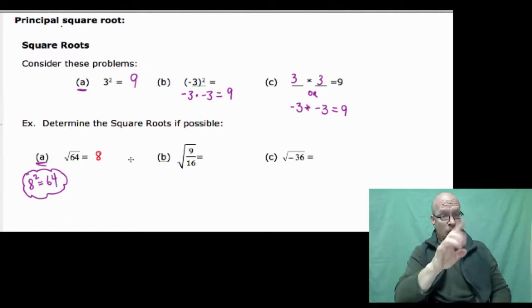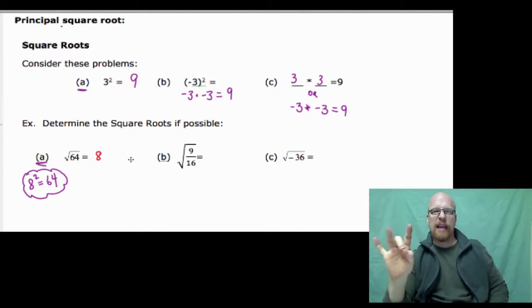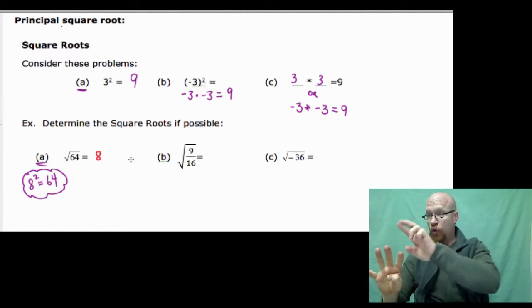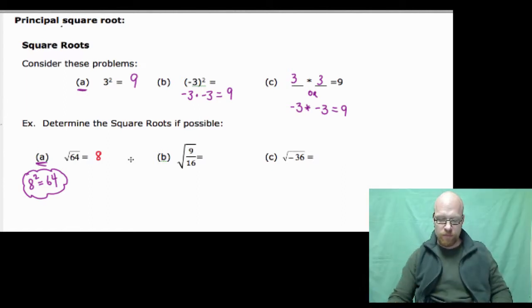It's like you're undoing the square. 8 squared is 64. Square root of 64 is 8. It's how it works, okay? You're undoing the other one. Now this one, B.